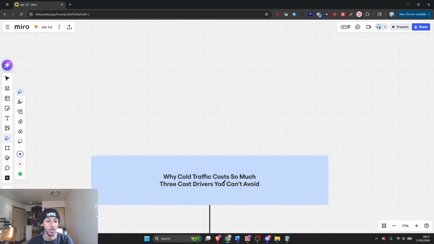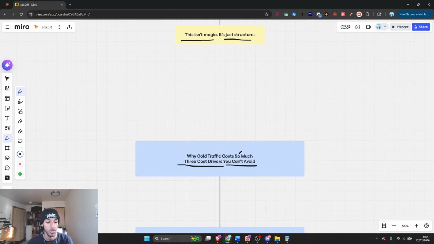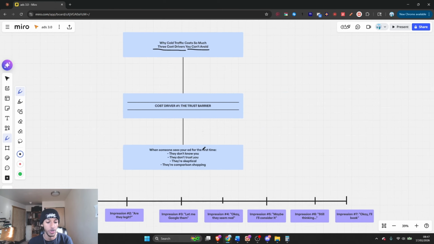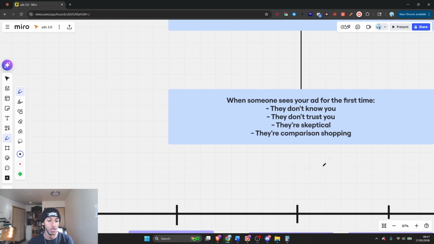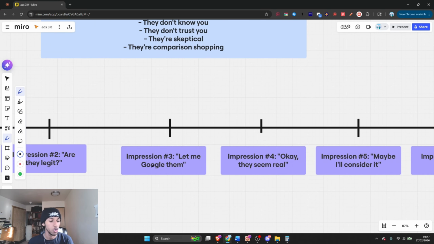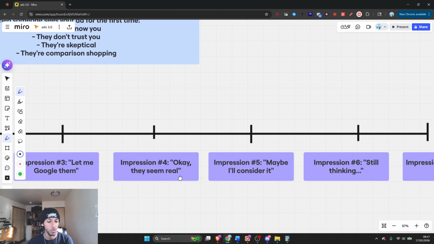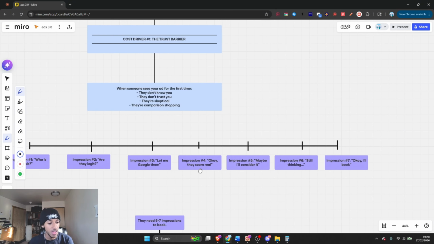Why cold traffic costs so much? Here are the three cost drivers you can't avoid. Cost number one, the trust barrier. When someone sees your ad for the first time, they don't know you, they don't trust you, they're skeptical, and there's comparison shopping. Impression one, they're thinking, who is this? Are they legitimate? Let me Google them. Okay, maybe they seem real. Maybe I'll consider it. Still thinking. Okay, then I'll book. 7 impressions.